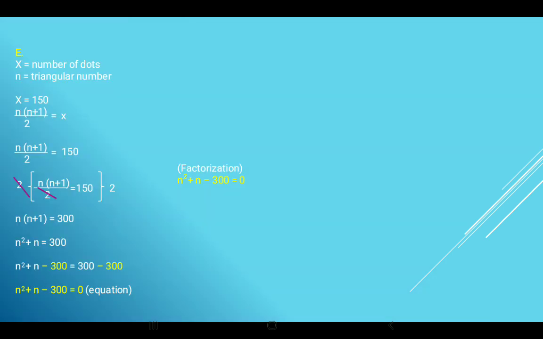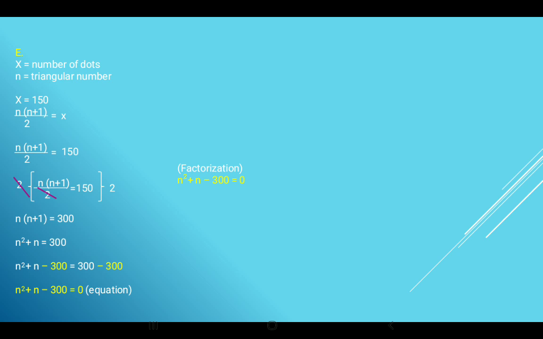Next, yung letter E. Let x is equal to number of dots and n is a triangular number. Kung yung x natin is 150, so substitute lang natin yun equal to n. Quantity of n plus 1 over 2 is equal to 150.